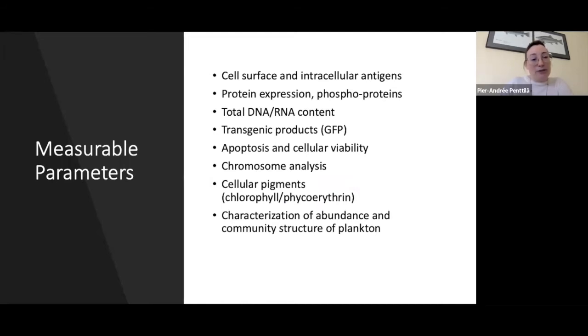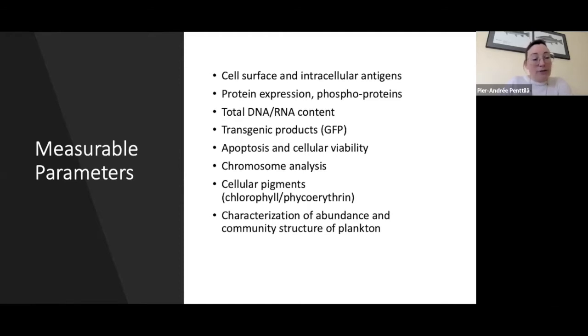So we have, of course, things like we can measure cell surface and intracellular antigens, protein expression or phosphoflow as we know it, total DNA content, cell cycle analysis, cell kinetics, proliferation, ploidy and aneuploidy. Of course, transgenic products, which are labeled with fluorescent proteins, for example, green fluorescent protein, apoptosis and cellular viability, so the quantification or measurement of DNA degradation, mitochondrial membrane potential or caspase activity, of course, chromosome analysis and chromosome sorting is very important.